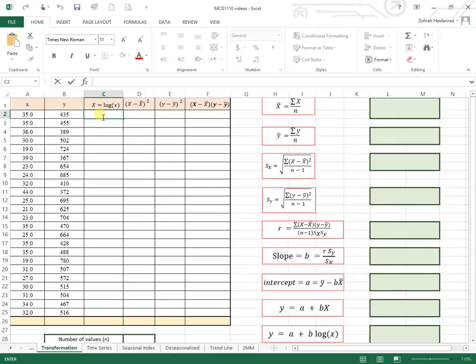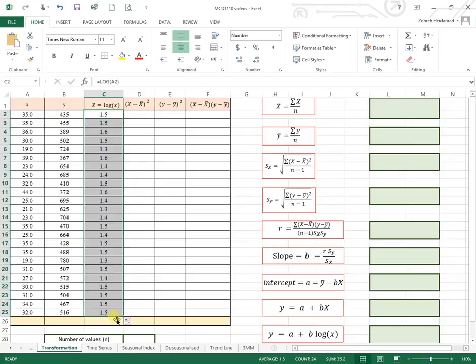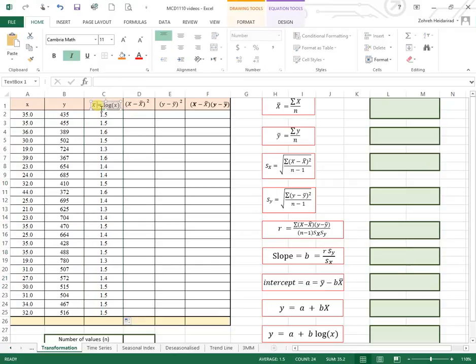So first of all, we have to take the log of all x values: equals log of this value, close the bracket and press enter. And then I drag this down to find the log of the rest of x values. From now on, we work with these log x values and denote them with capital X.